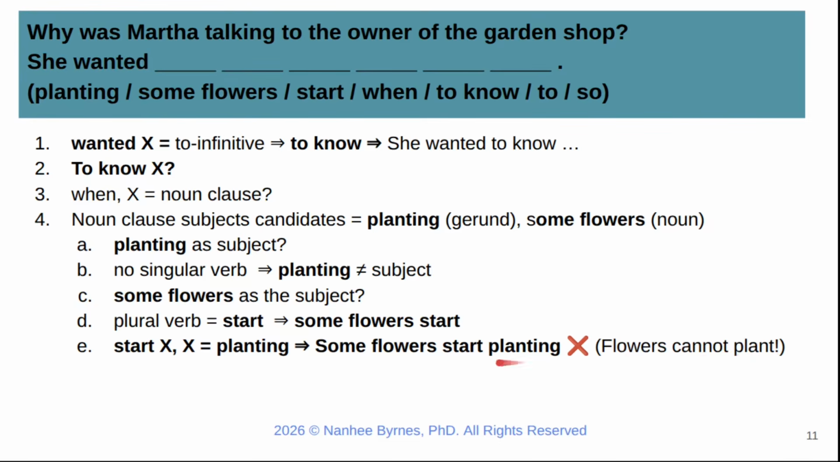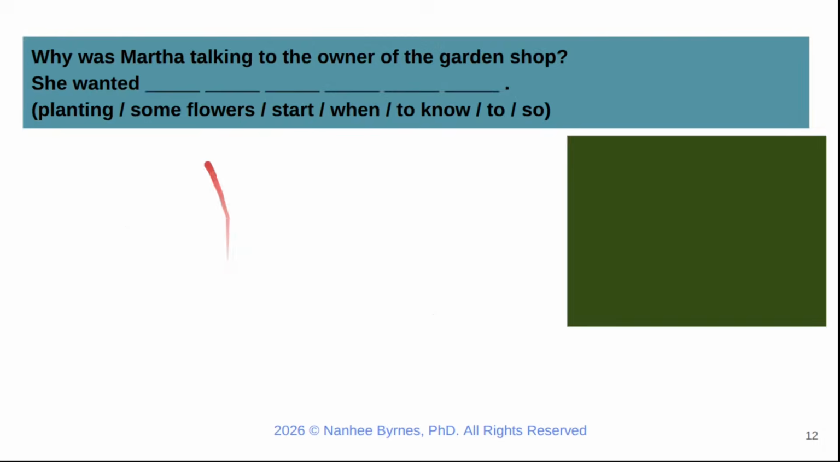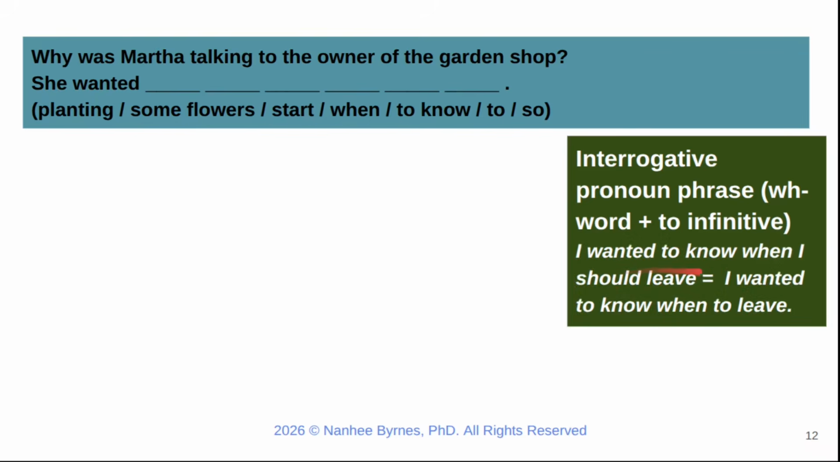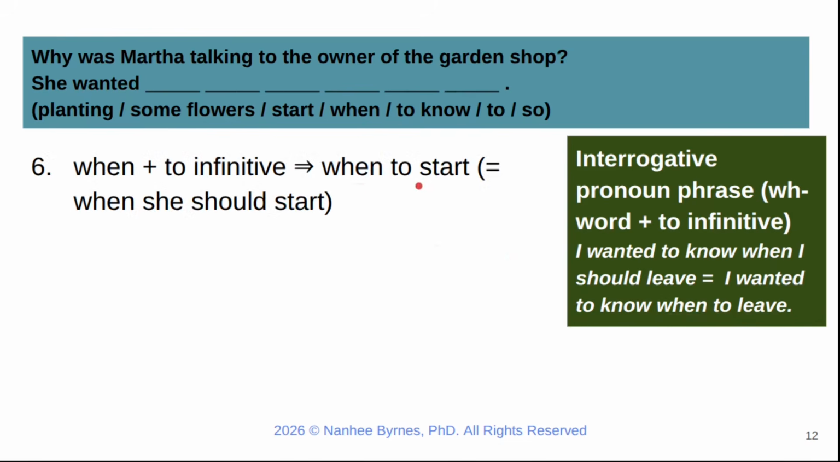We cannot make a standard noun clause with just when plus subject plus verb. Wait, there's to and the base form start. Instead of a noun clause, we can use a noun phrase with when to start. Remember, in an earlier lesson on noun clauses, we discussed that a noun clause and a noun phrase followed by a to infinitive can express the same meaning. For example, I wanted to know when I should leave is the same as I wanted to know when to leave. The when to structure is more concise. Here, when to start is basically the same as saying when she should start.